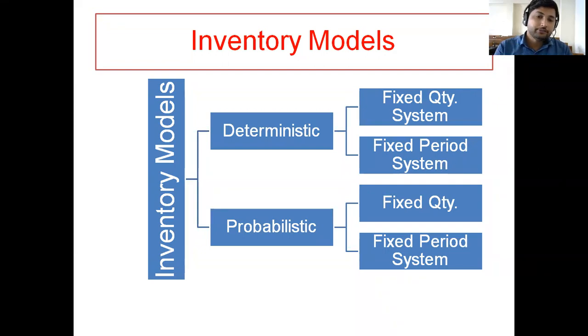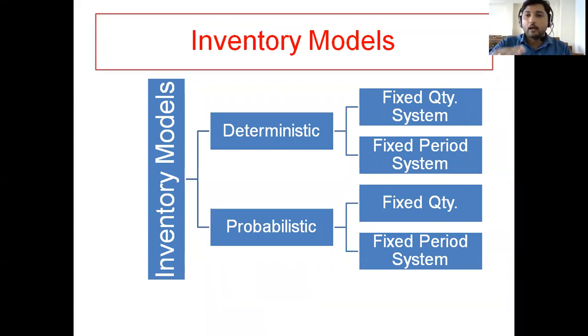Now this deterministic model and probabilistic model are once again segregated into two different parts. The deterministic model is segregated as a fixed quantity system and also as a fixed period system, and the probabilistic model is similarly segregated into the same two types, fixed quantity system and fixed period system. Here we need to understand what is meant by fixed quantity system and what is meant by fixed period system.